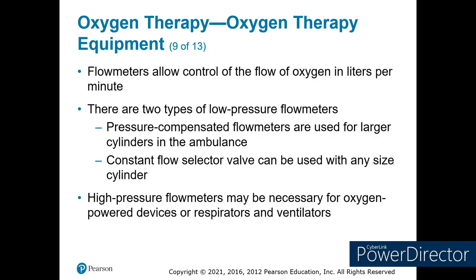Flow meters control how much. That's the one we saw, 0.25 to 25 liters per minute. Make sure you say liters per minute because that's what it is. It's not milliliters. We have two different flow meters. The ones we use on the ambulance are the pressure compensated flow meters, and the constant flow selector is the one we use on the bags that we take out of the ambulance.